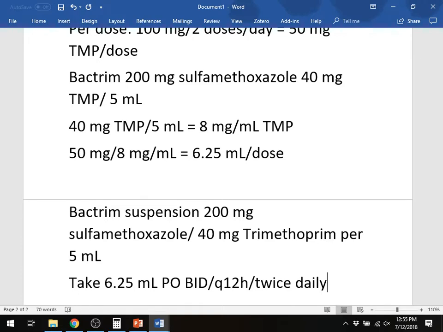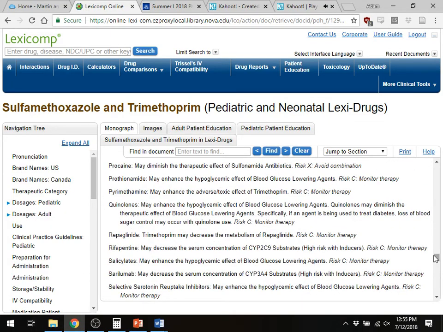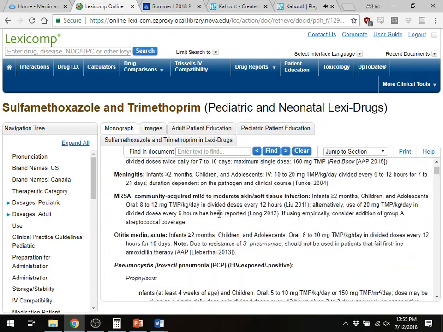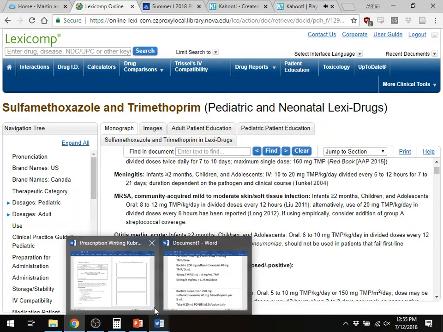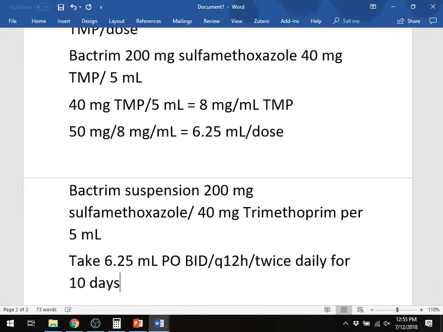What next? Is this a med they're going to take forever? Yeah, so if you go back to your dosing here, especially with antibiotics, it's important to know how long you're actually going to be treating for. So here, every 12 hours for 10 days. Okay, and that's important because that's going to inform what quantity we're going to be dispensing of the drug here, right? So in that case, I would go ahead and say for 10 days, right?